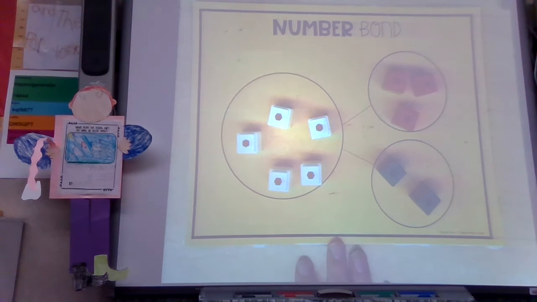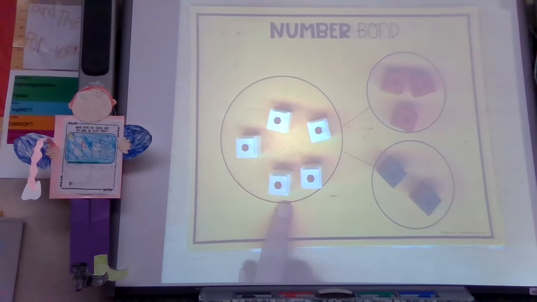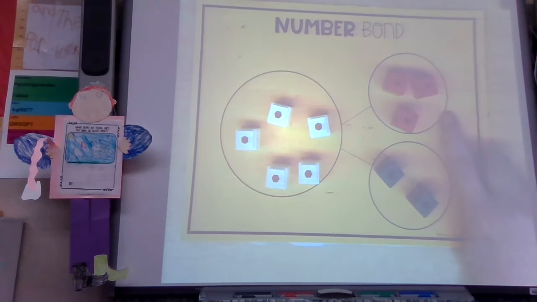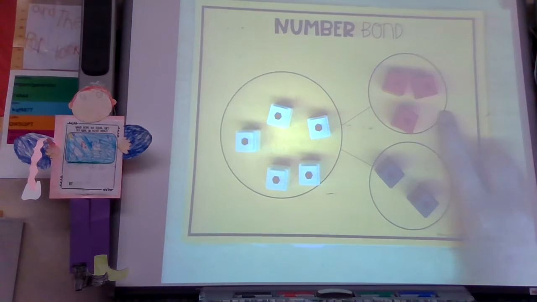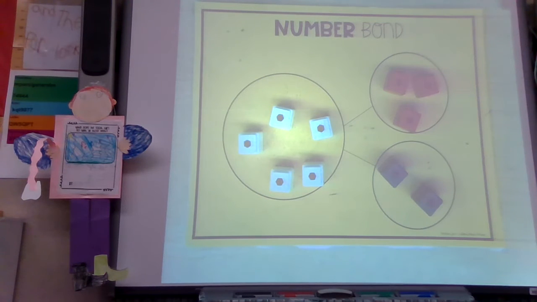What this shows me is that I have 5 apples all together. That's my whole group. Then when I look at the colors, I have one part that has 3 red apples and the other part has 2 green apples. Now, I want to show this same information with numbers. So I'm going to move my cubes and write the number down instead.